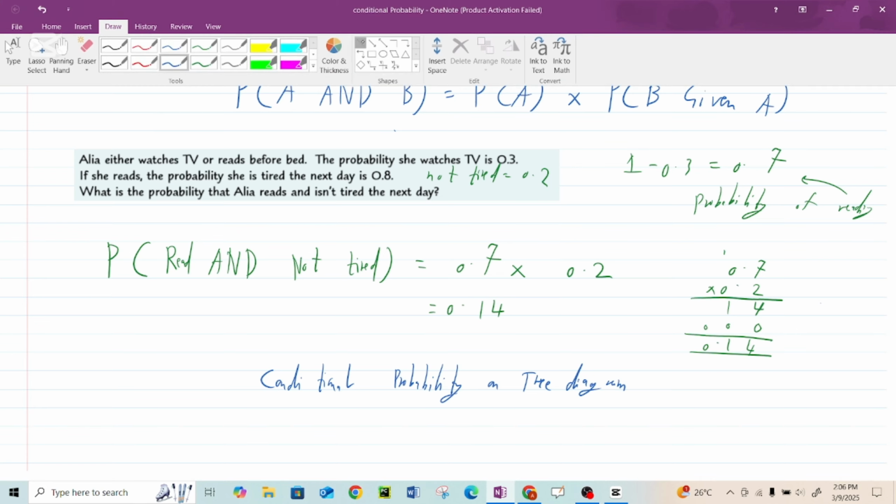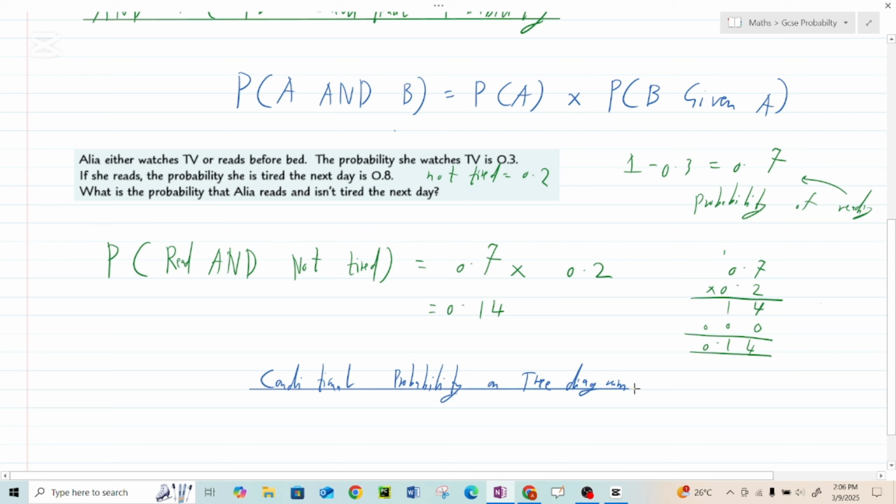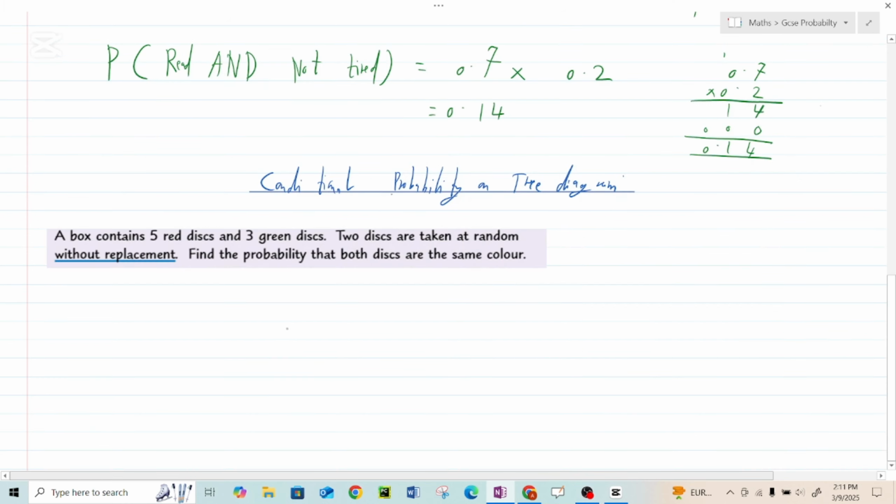Let's see. Okay. Now let's see the question. A box contains 5 red discs and 3 green discs. So in total we have 8 discs. 2 discs are taken at random without replacement. What does this mean? This means you will not put the discs back after taking them. So that means it will decrease every time you take one.